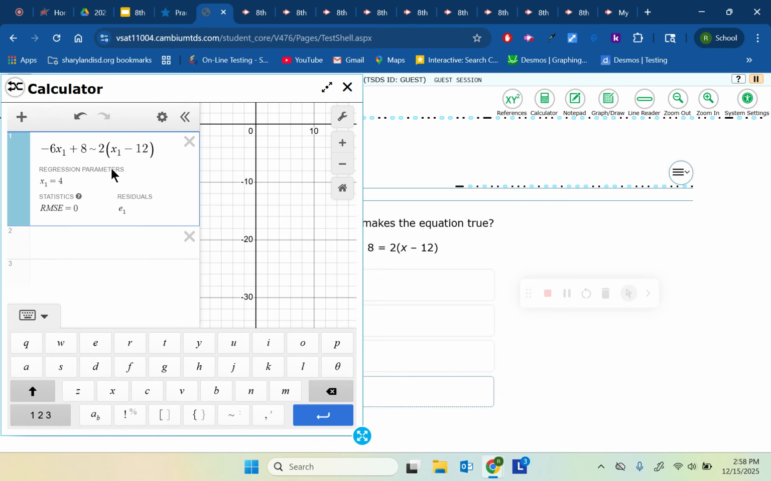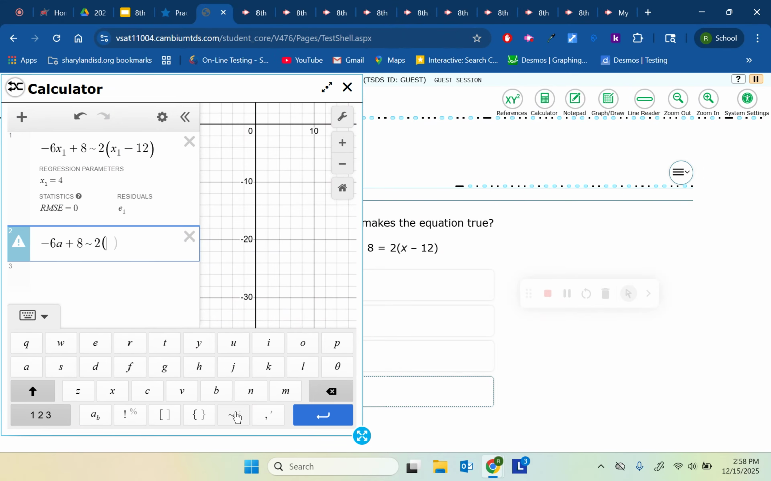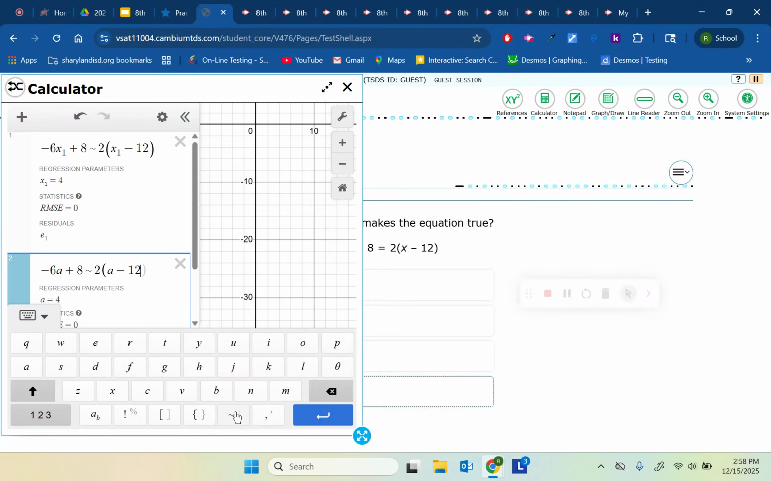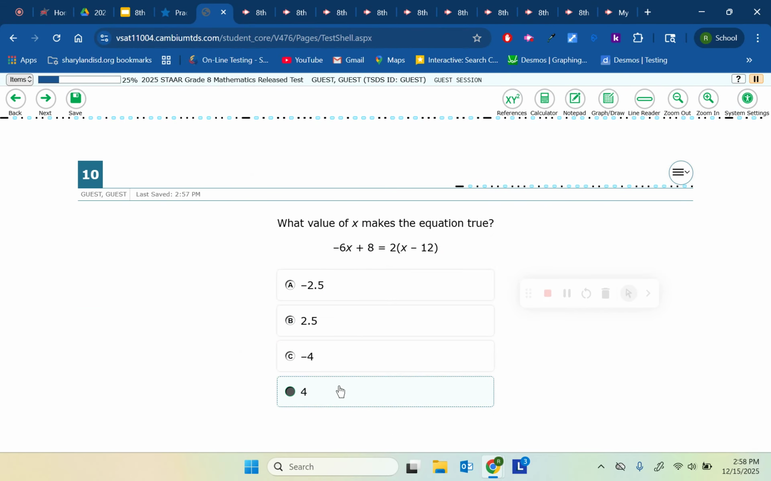4. The other thing you can do is you can do the exact same thing with the exact same coefficients, but instead of an X, use an A. So plus 8, right? Do the same little squiggly line or its approximation, right? And go 2, boom, A minus 12. And again, A is 4. I get the correct answer 3 different ways. Don't miss this one. Get your credit, and let's move on.